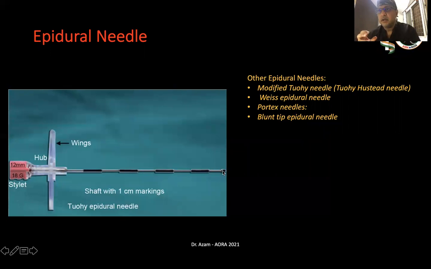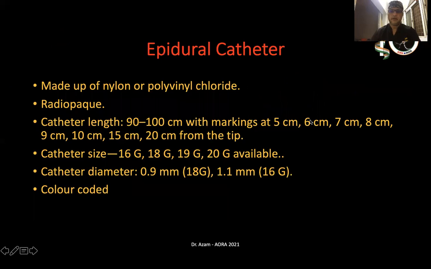The tip is called the Huber's tip. The pediatric epidural catheters are also available with 19 gauge, which is 5 centimeter in length, with 0.5 centimeter markings. There are other needles that we need to know. One is modified Tuohy needle, which is also called as Tuohy Hustead needle, Weiss epidural needle, Portex needles. Again, the Portex needles are color coded here, and blunt tip epidural needle.